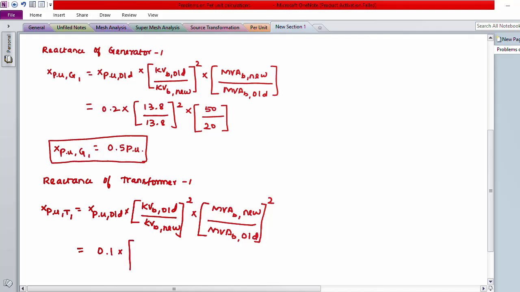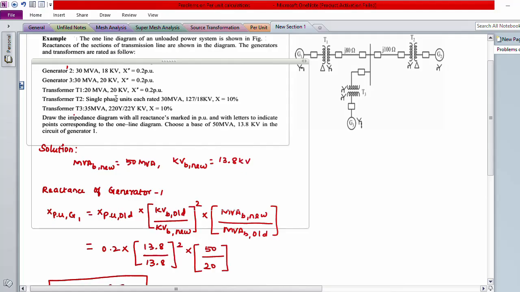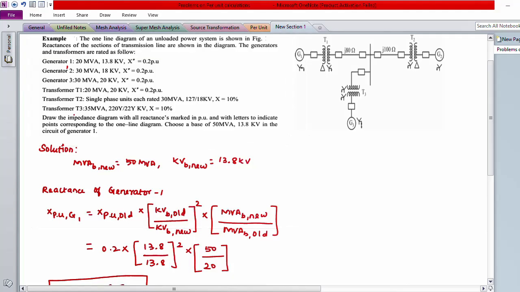Now, the per unit reactance value of transformer 1 is 0.1 to kVB old. Here we can take the low voltage side. So for the low voltage side, what is the reactance value of transformer 1? That is 20 kV. Low voltage side of transformer 1 is 20. Sorry, in this problem the transformer 1 voltages are not mentioned. Here we have to mention 220.